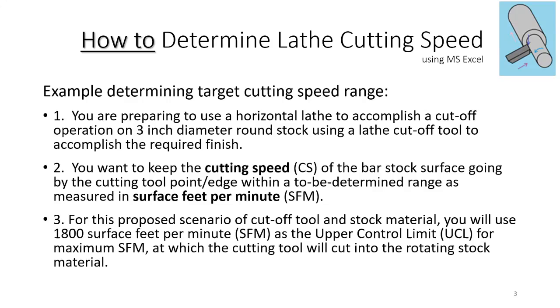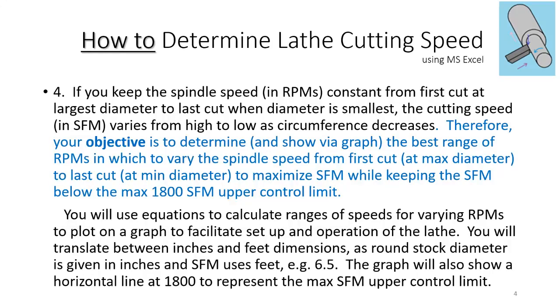But we're going to use 1,800 surface feet per minute, which I called the upper control limit, for the maximum surface feet per minute that you want the stock to go by and the tool to be cutting into. Any faster than that would probably be overheating it or just overwhelming it, or maybe setting up a vibration and a chatter. Neither one would be optimal for this scenario.